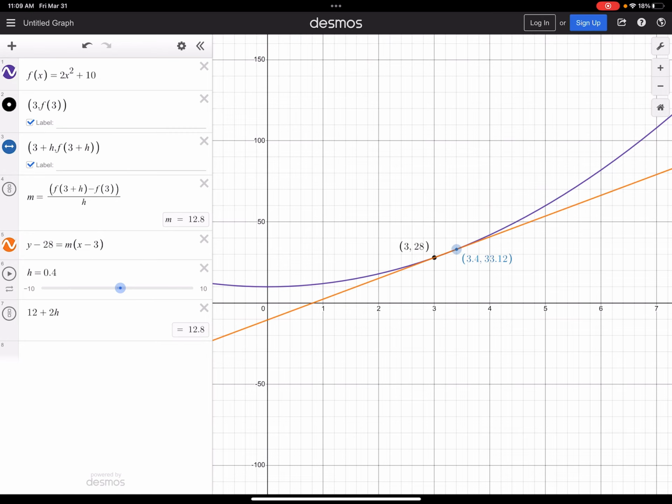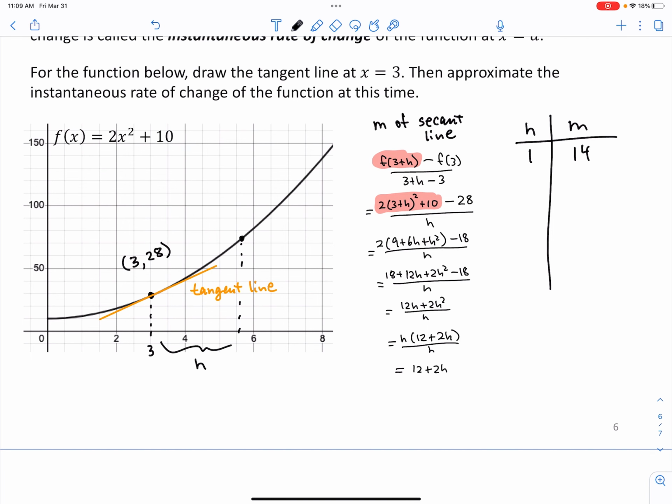But we're going to look for patterns. As we get closer and closer and closer to 0, we expect that the slope of the secant line will get closer and closer to the slope of the tangent line. So if I shrink h to maybe 0.1 and plug that in, we get 12 plus 2 times 0.1, so we get 12.2 basically. If I shrink h to 0.01, we're going to get 12.02 as the slope of the secant line. If I shrink h to 0.001, we're going to get 12.002 as the slope of the secant line.